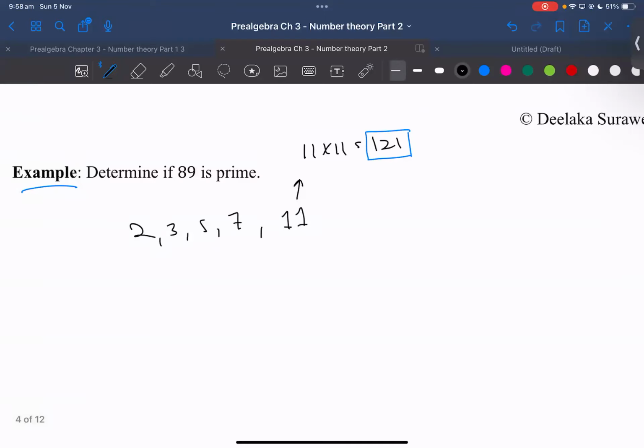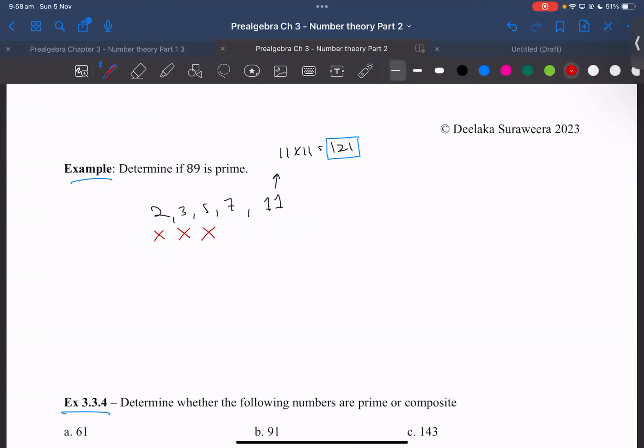So now we're going to go to 2. Is 89 divisible by 2? No. What about 3? The digit sum is 17, so it's not divisible by 3. What about 5? No, it doesn't end in 0 or 5. What about 7? No, because of the long division. Either way, with bigger numbers you'd use long division, but here you can do it in your head as well.